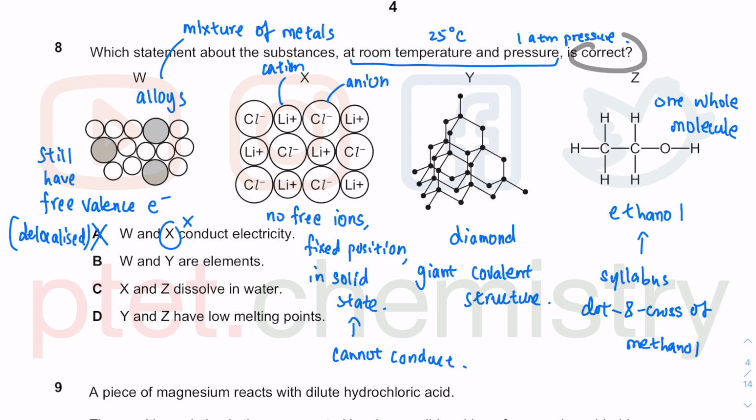W and Y are elements, not W. W is a mixture of metals, and therefore it is an alloy. X and Z dissolve in water, so this is to do with lithium chloride. Most ionic compounds can dissolve in water. You can think about solubility rules of chloride, and Z is basically ethanol. Ethanol is dissolved in water to give you alcoholic drinks and also disinfectant, for example. And then Y and Z have low melting point, not diamond, because diamond has a very, very high melting point, whereas Z is correct because Z has simple covalent molecules existing as individual single molecules there.